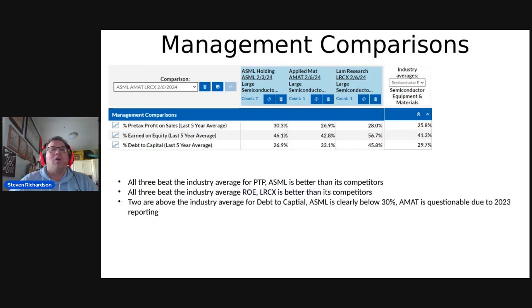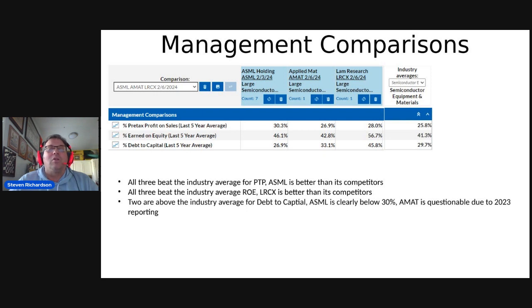All right, management comparisons. This is understanding how the management did on the pre-tax profit, the return on equity, and their debt to capital. These are management decisions. All three beat the industry averages for pre-tax profit. ASML is better than its competitors. All three beat the industry average for return on investment. Lam Research is better than its competitors. And two are above the industry average for debt to capital. ASML is clearly below 30%.